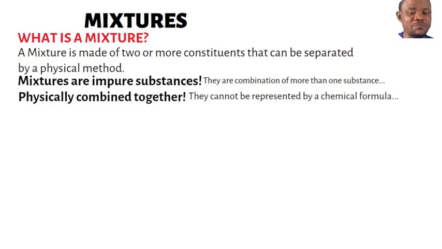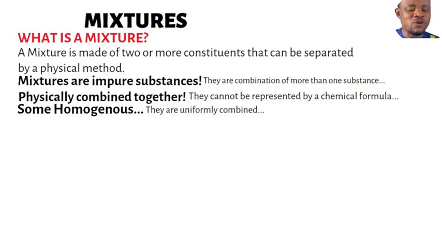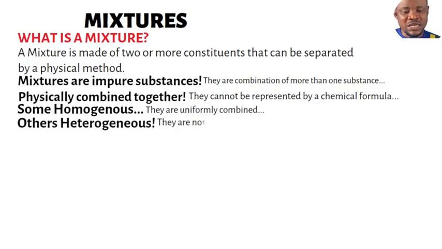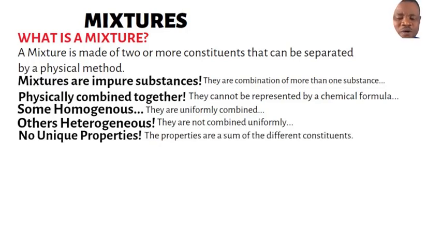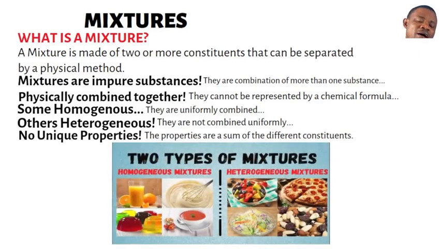So they cannot be represented by what? By a chemical formula. You can use a chemical formula for both elements and compounds, but not for mixtures. Sometimes they are uniformly combined together, and other times they are heterogeneous, meaning that they are not uniformly combined together. So mixtures can be both homogeneous and heterogeneous. They don't have unique properties. The properties are a sum of the different constituents that make the mixture up. So it doesn't have a unique property, unlike compounds, which are completely different from their constituents.